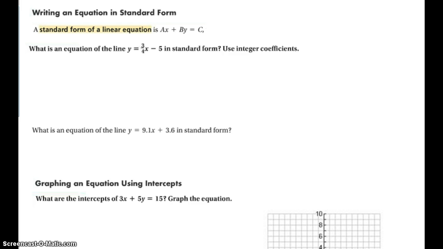And just to say that we're going to revisit this little idea right here. Ax plus by equals c. Again, that's in standard form. Another great note for your Cornell notes. And let's take a look at this next problem here. We've seen it before. What is the equation of the line here in standard form? We're going to have to get all the x's and y's on one side.